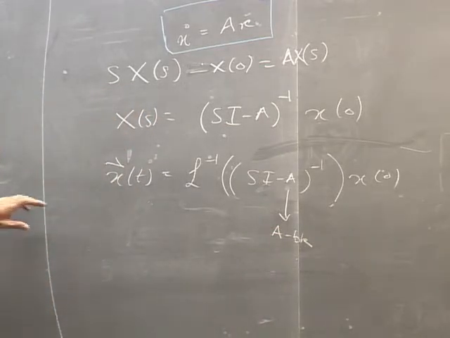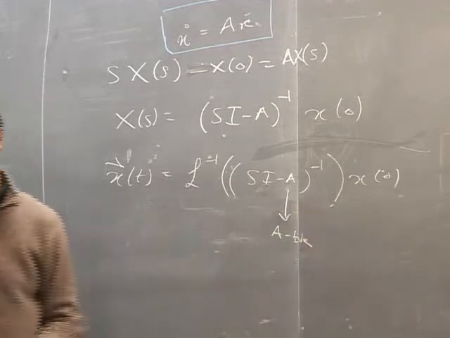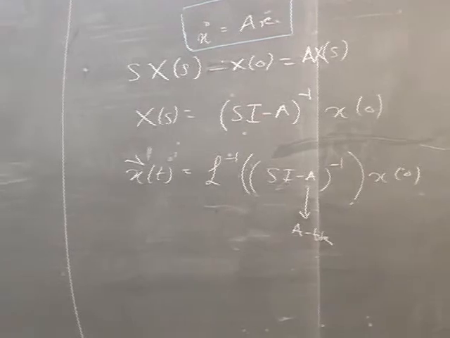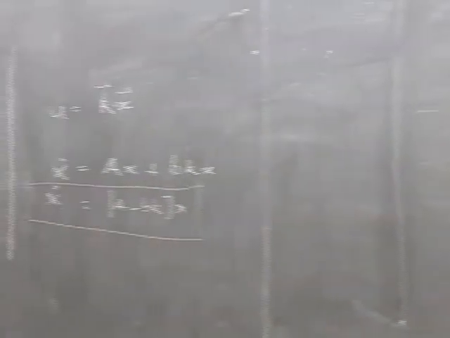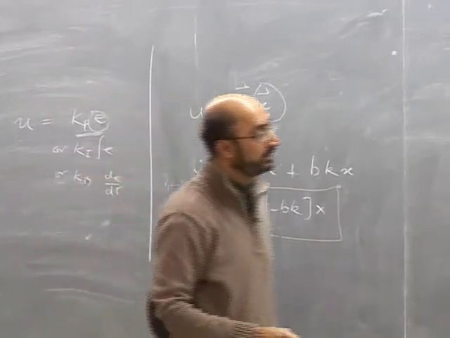So x of t is going to be the inverse Laplace of (sI minus A minus Bk) inverse times this over here. So far so good. All I'm doing is choosing a particular kind of control. Instead of controlling on the error, I'm going to control based on the system state.